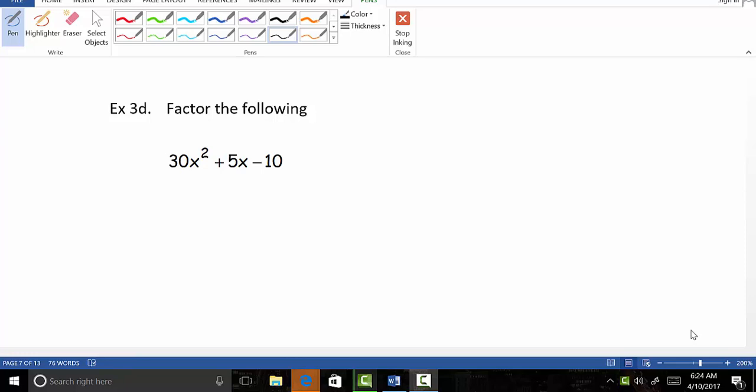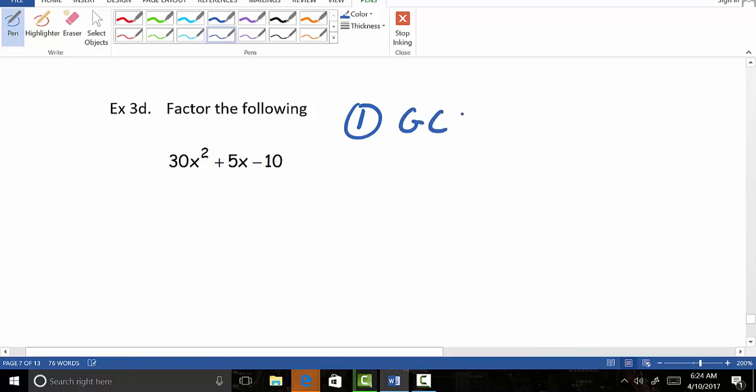Here we are looking at example 3D from our 4.3, 4.4 set of notes. We're asked to factor the following. Just looking at this, we notice that we have 30x squared plus 5x minus 10. We notice that we have a trinomial here, and we're going to try and look at our step one, that greatest common factor.